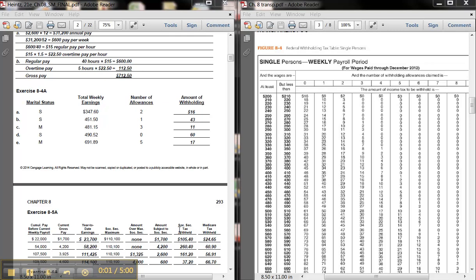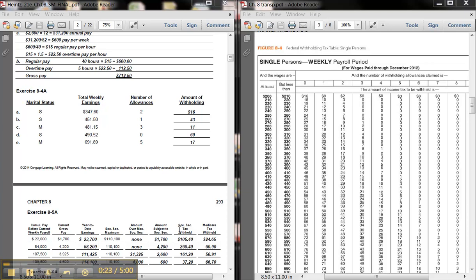Chapter 8, Example 4A in your textbook, we are looking at computing federal income tax. So the table here in front of you on your left in the middle of the screen, you have A through E. We have marital status, we have total weekly earnings, and we have the number of allowances. So what we're going to do is calculate the amount of the withholding.